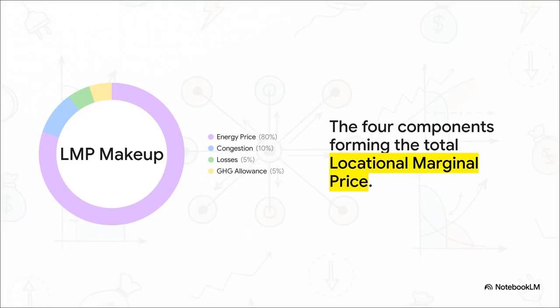When you combine all of that, you get the total locational marginal price. Those 4 components, energy price, congestion premium, loss adjustment, and GHG allowance, make up the single, unified price you actually pay or receive at your local node. It's not a random number at all, is it? It's a highly specific, totally logical aggregation of macroeconomics, traffic routing, physics, and policy.